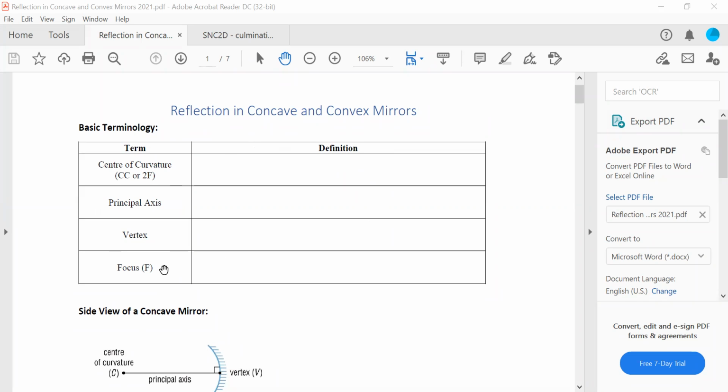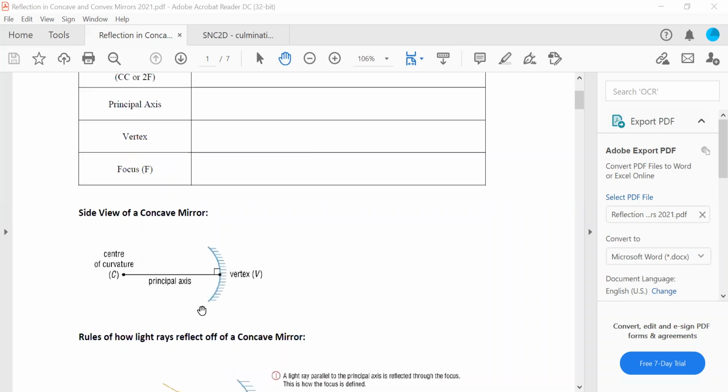For focus, I'm not talking about mental energy concentrated on doing a task. Okay, so make sure it is an actual optics definition. So please don't just write down the first thing that pops up on your Google search. Okay, you're going to define those 4 terms. I've given you a diagram of those 4 terms here.